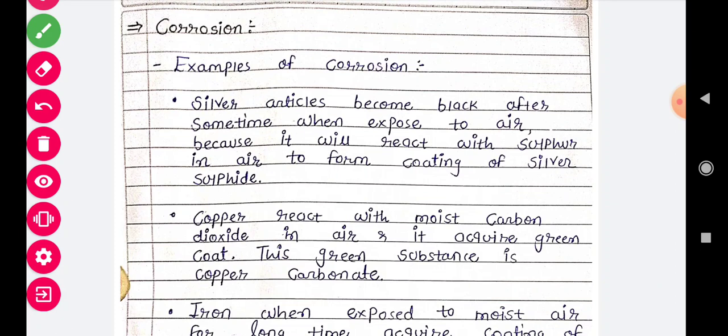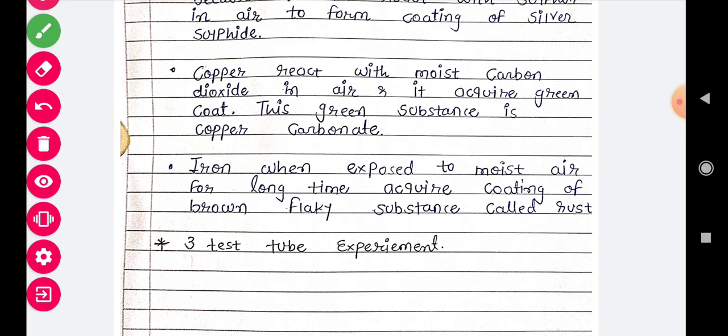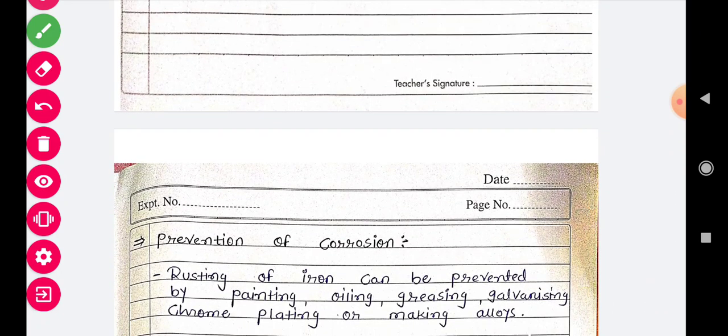First in silver articles, second in copper articles, third in iron articles. In these three metal articles, corrosion is happening and we easily distinguish them by color. It is not a different type; together it is called corrosion, but according to color, these are three different substances that generate a coating on the base metal. First, silver reacts with atmospheric sulfur and forms silver sulfide, while the second one is copper, which reacts with moist carbon dioxide in air and acquires a green coating known as copper carbonate. Third is iron, loha, which forms iron oxide, also called rust. Okay, so this is all about corrosion.